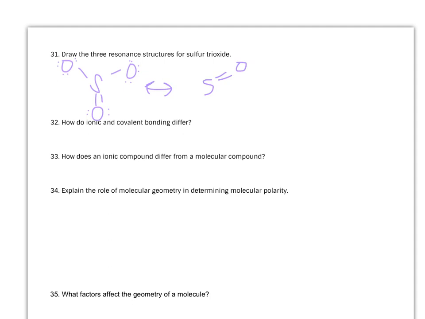Let's put the double bond out here now. 2, 2, 1, and 1. Perfect. And then the third one, we'll move the double bond over so that we have an oxygen, oxygen, oxygen. 1, 2, 3, 4, 5, 6. 1, 2, 3, 4, 5, 6. 1, 2, 3, 4. And those are the 3 resonance structures.